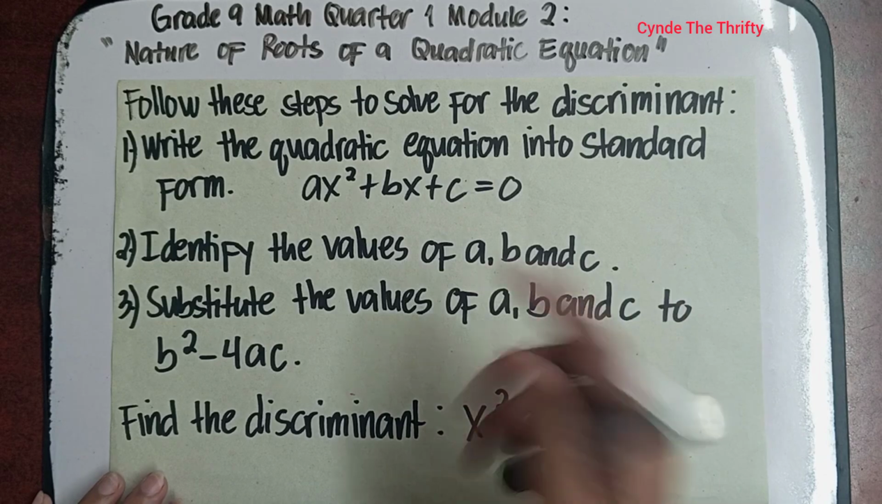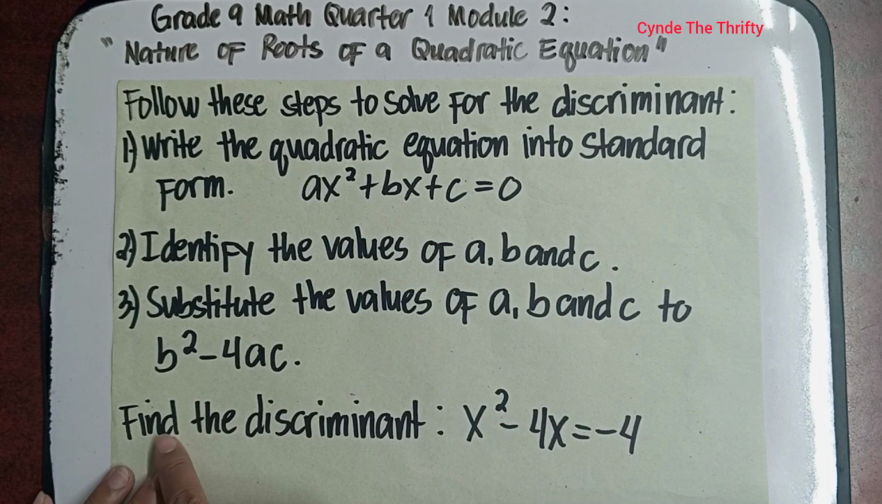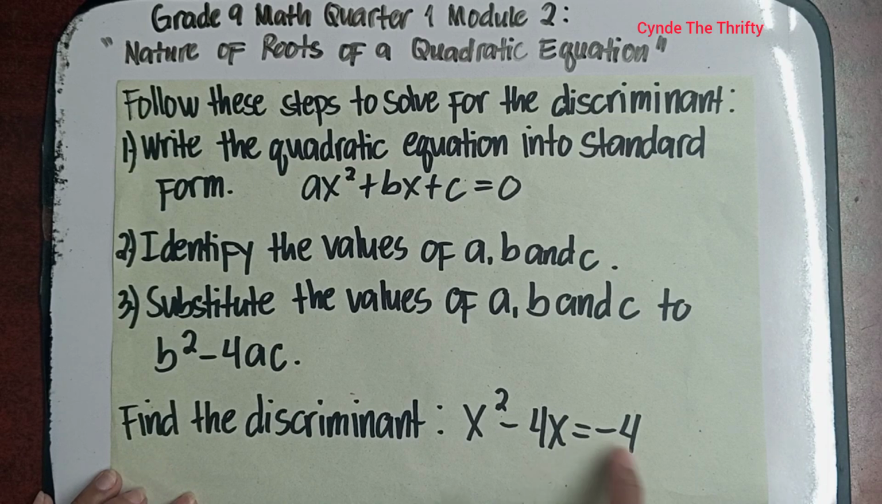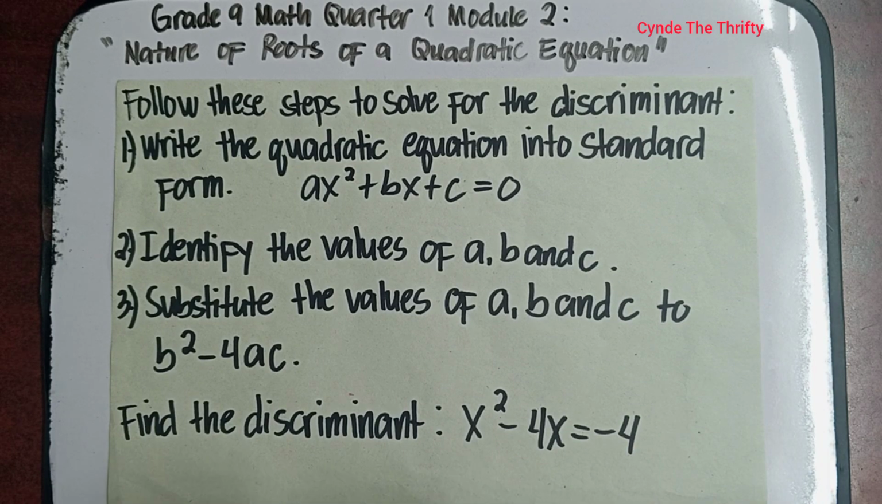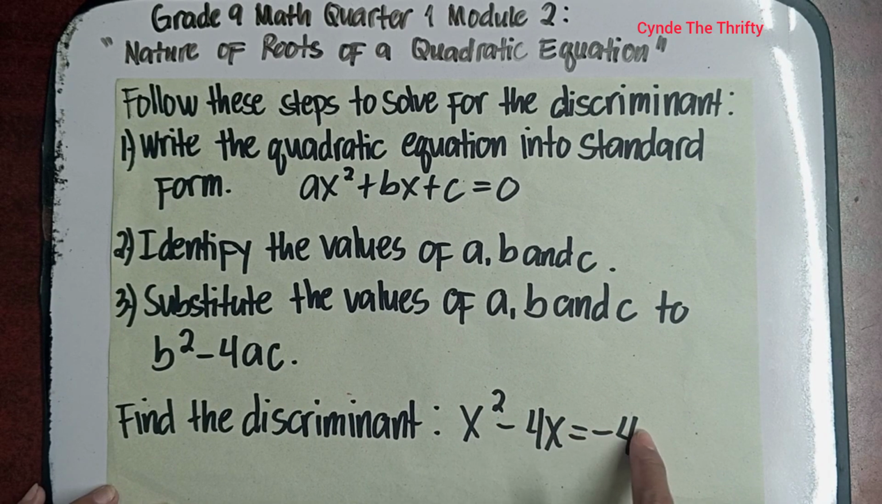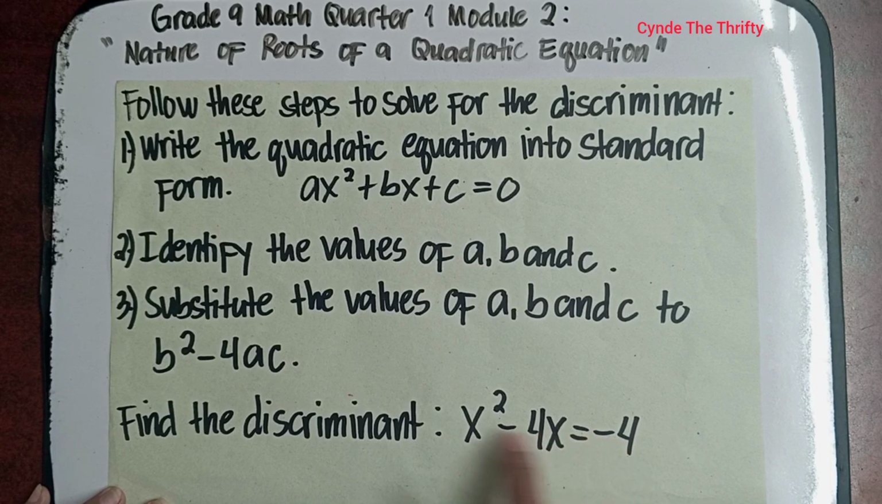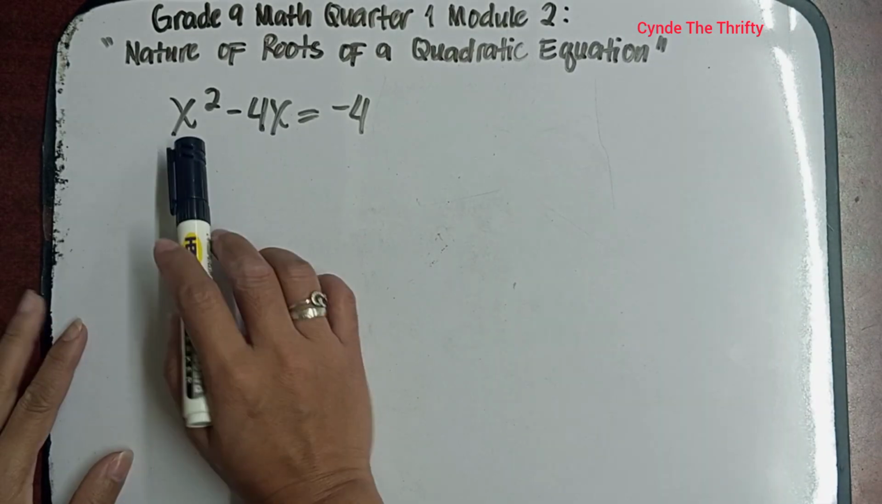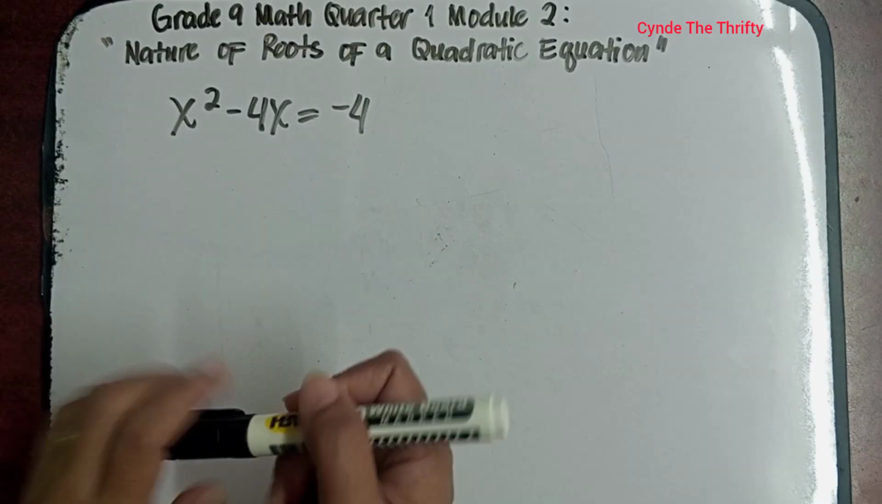Para mas maintindihan natin ang steps na ito, okay, so isolve natin ito. Find the discriminant x squared minus 4x is equal to negative 4. Okay, so hindi siya naka-standard form. So ang gagawin natin is gawin natin siyang standard form. Okay, so ito yung given natin, x squared minus 4x is equal to negative 4.